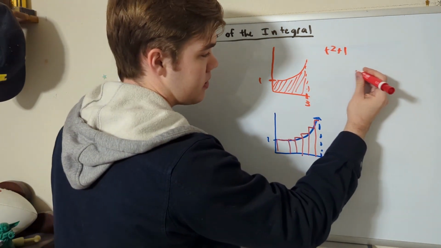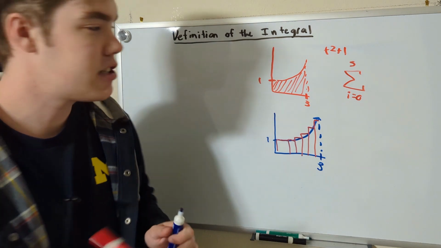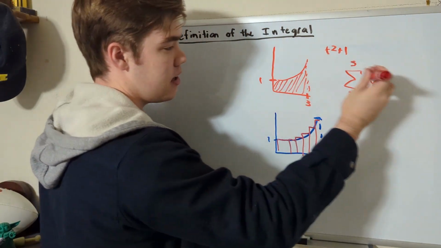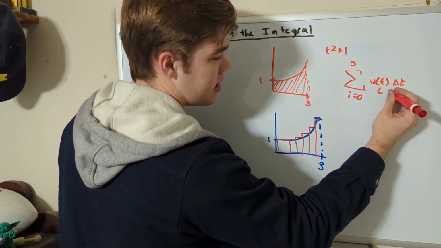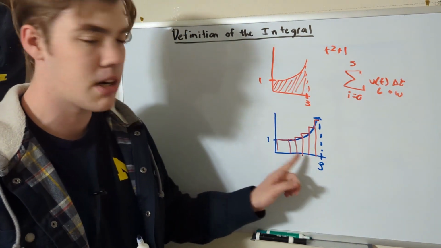Remember whenever we wrote down the summation series, in this case it was i equals 0 to 3, the function we had inside our summation was v of t, which is the function that represents this line, times delta t, which looks very similar to length times width, doesn't it? And of course that will just form a rectangle. So that's why we're using rectangles here.